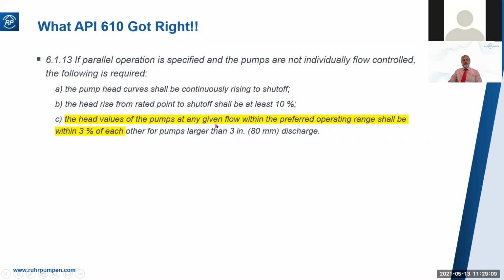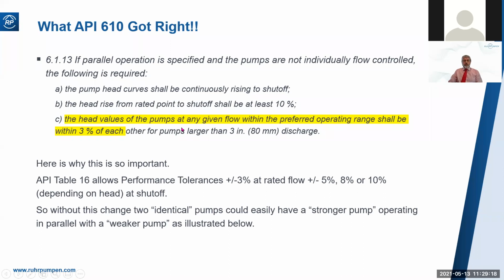This is the new part. Head values of the pumps at any given flow within the preferred operating range shall be within 3% of each other. Here is why it's so important, and it has to do with manufacturing tolerances. API allows, and real-world manufacturing requires, manufacturing tolerances. For pump performance, it is plus or minus 3% of the TDH at the rated flow, and a bit more at shutoff.